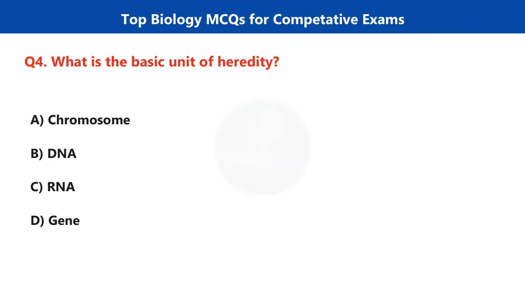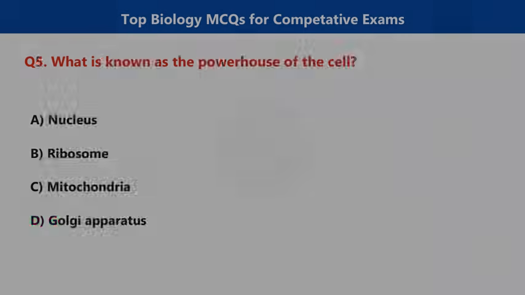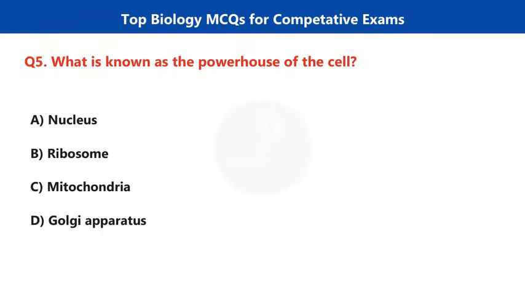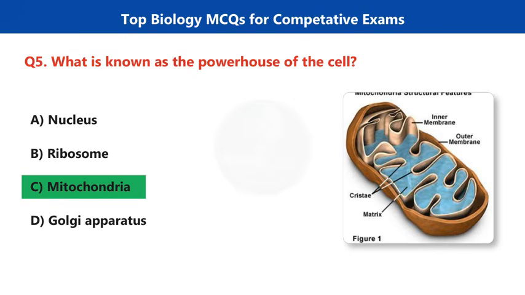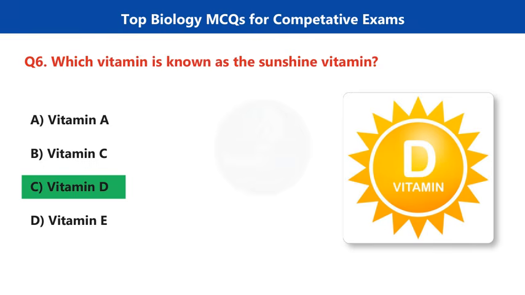What is the basic unit of heredity? Correct answer, gene. What is known as the powerhouse of the cell? Correct answer, mitochondria. Which vitamin is known as the sunshine vitamin? Correct answer, vitamin D.